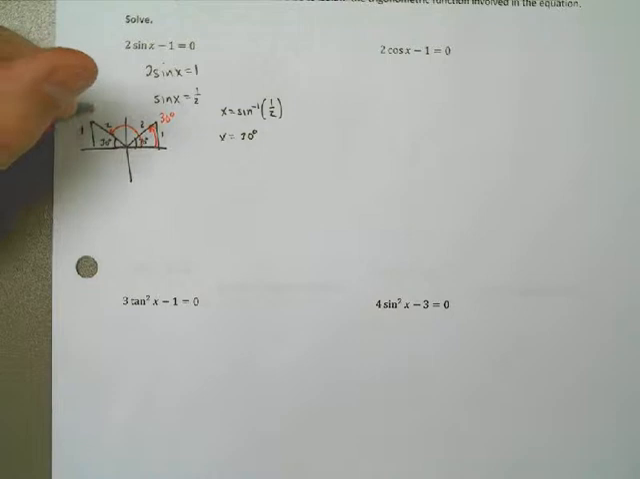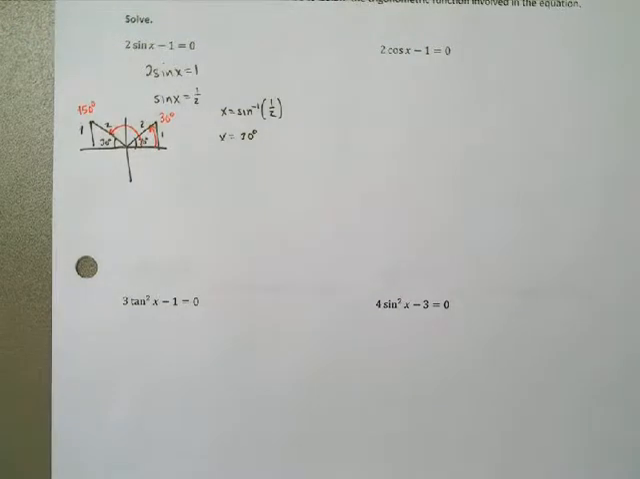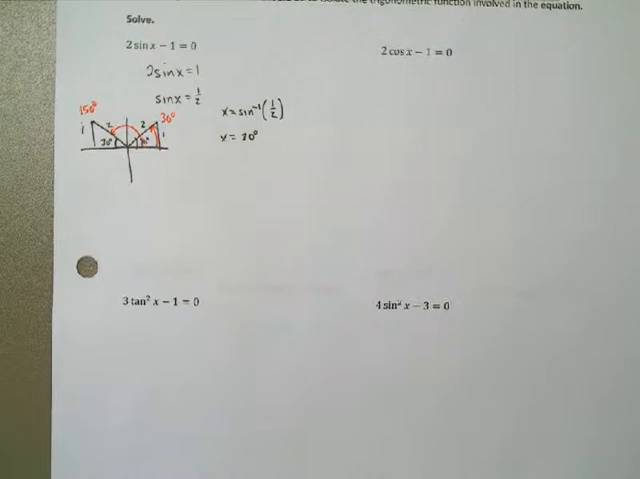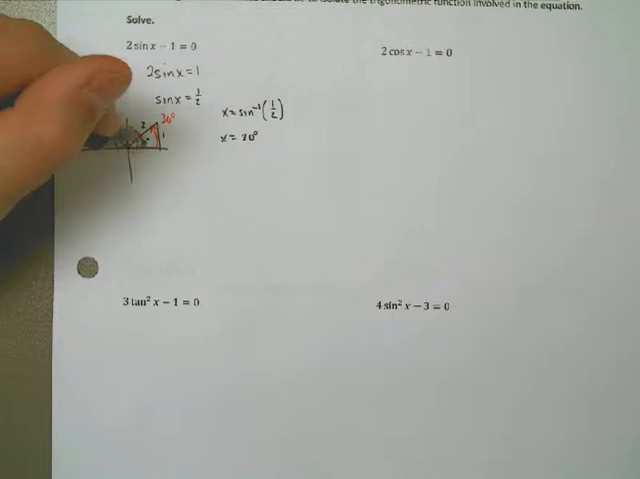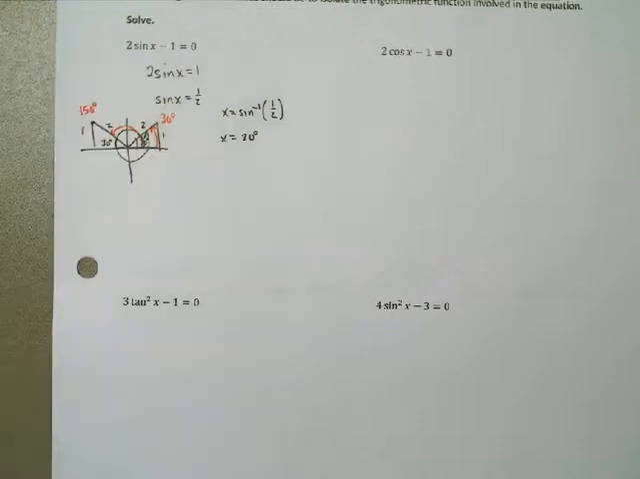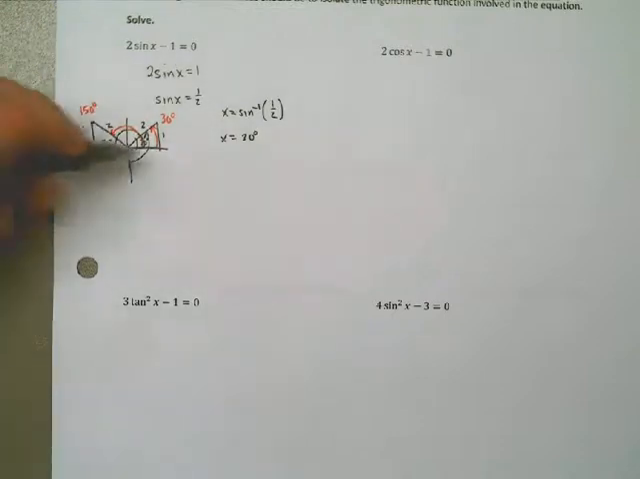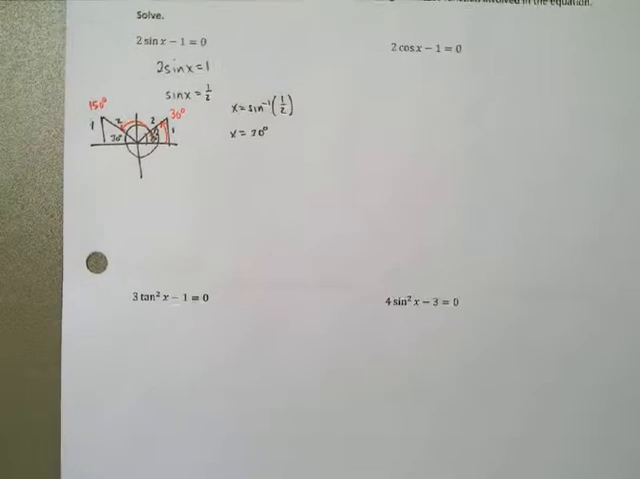All right. Now, the problem is that this 30 degrees repeats itself every 360, right? I could say 390 degrees. I could say 750 degrees. That's 2 rotations plus another 30. In other words, it repeats itself every 360 degrees, or 2 pi if we're talking in radians.